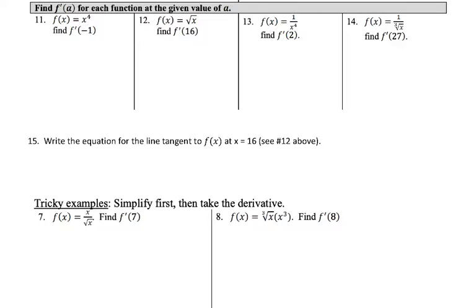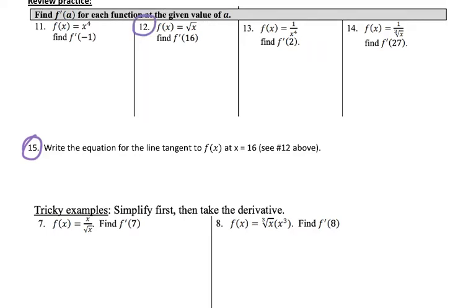This video will go through key examples in Packet 2.6. The first example we're going to take a look at is number 15. Write the equation for the line tangent to f of x at x equals 16 using problem 12 above. So using problem 12, we know that f of x is equal to the square root of x. We also found f prime of x, the derivative, when we did that problem, and it was 1 over 2 square root of x. So we have that information coming into 15.